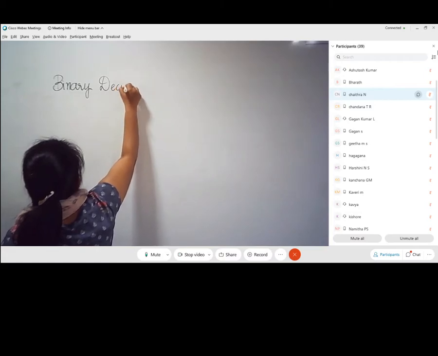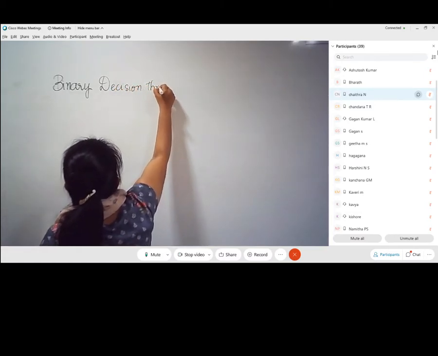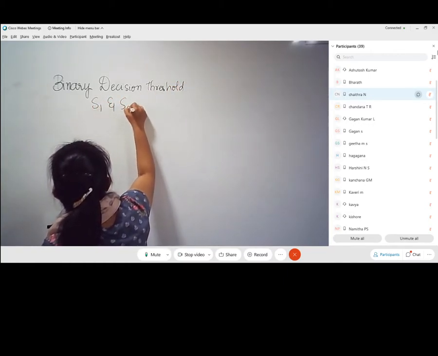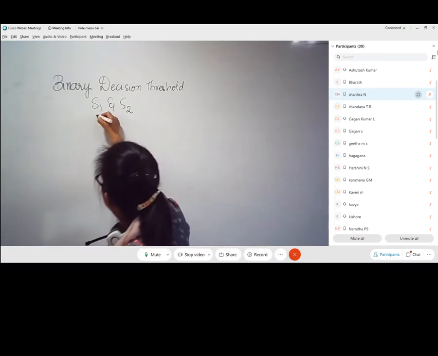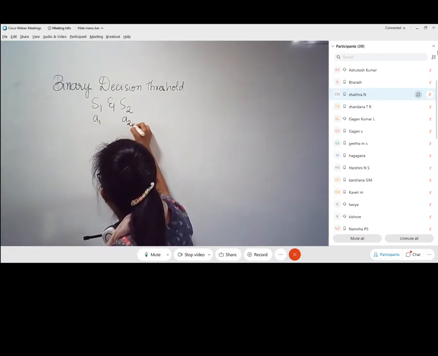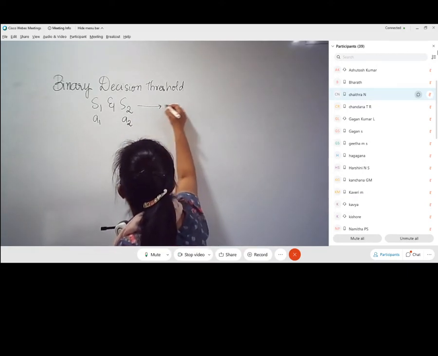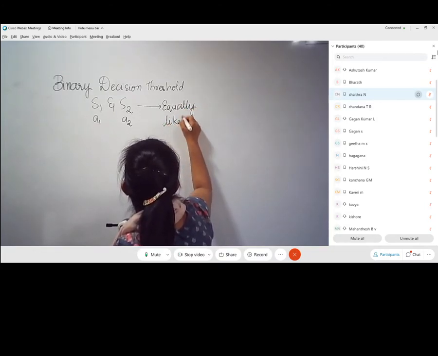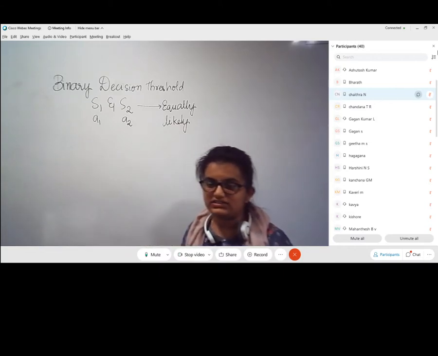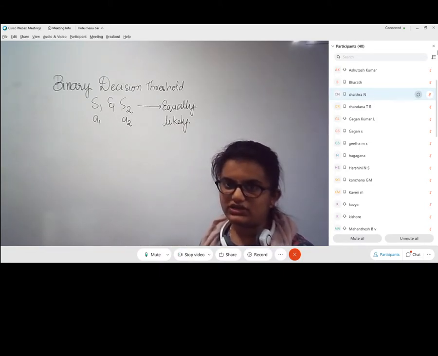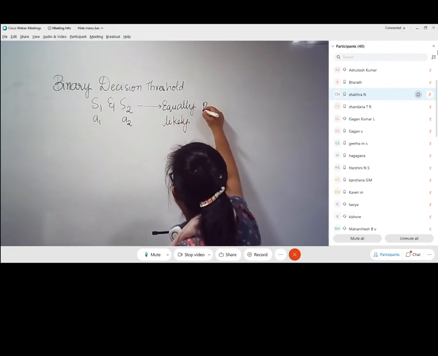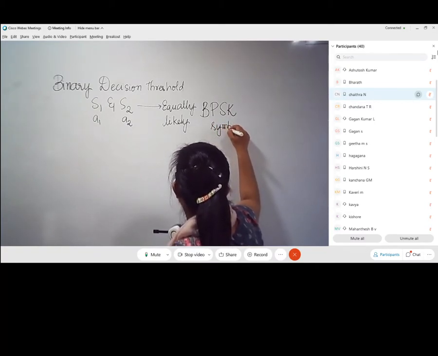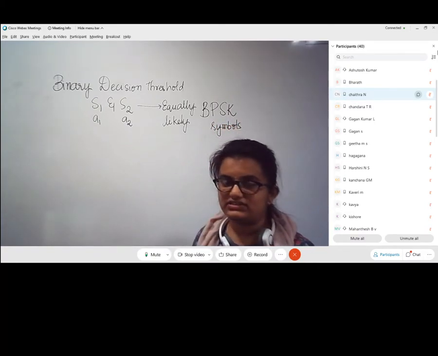Binary decision threshold. So my assumption now is I am going to send symbols S1 and S2 over a channel, and S1 has an amplitude A1 and S2 has an amplitude A2. Assume that S1 and S2 are equally likely, which means they have equal probability of occurrence. Therefore they are called equally likely scenarios. And assume that these two are BPSK symbols, that is binary PSK symbols. So this is the given scenario for us.